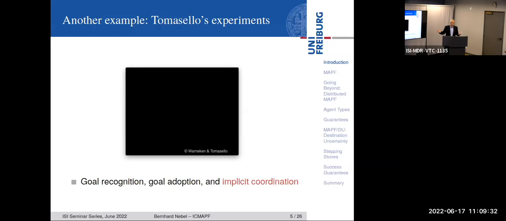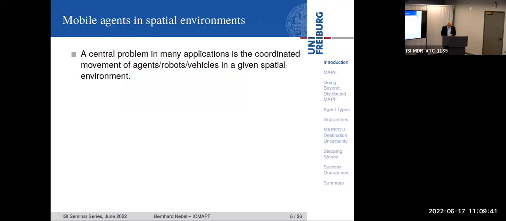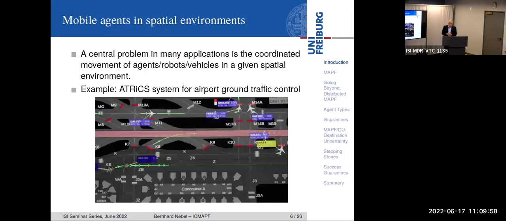And of course, I think we are far away from this scenario here, but in a much simpler scenario, we probably can do that. And the simpler scenario is mobile agents that move around in spatial environments. That is one of the central problems you have in many applications. Here I have an example of an airport where you have the ground traffic, and the ground traffic has to be coordinated.